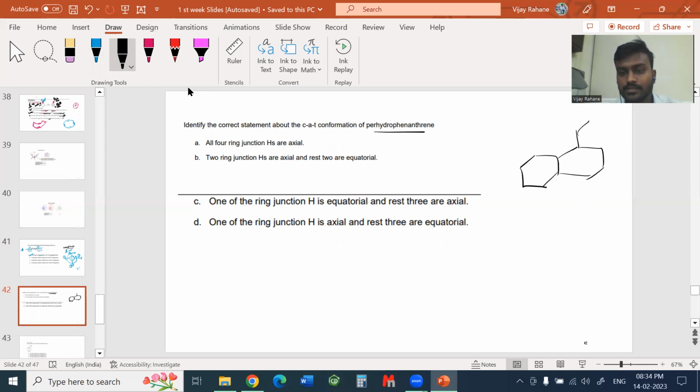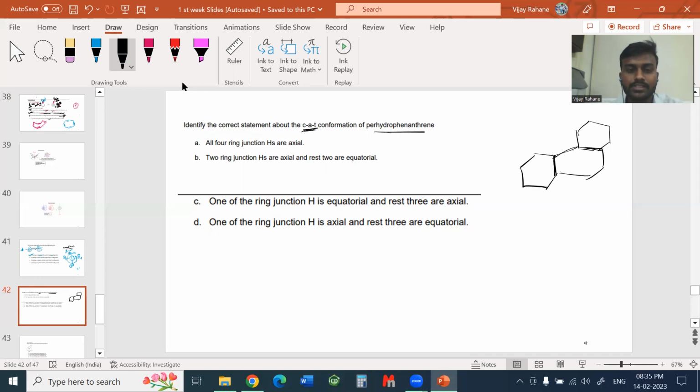So this is the structure of the perhydrophenanthrene, and we need to draw a cis, meaning... Sorry, I should not put it like this. What have they given? Syn, anti, trans. So this relation we need to understand. This is the perhydrophenanthrene, and they have given cis.